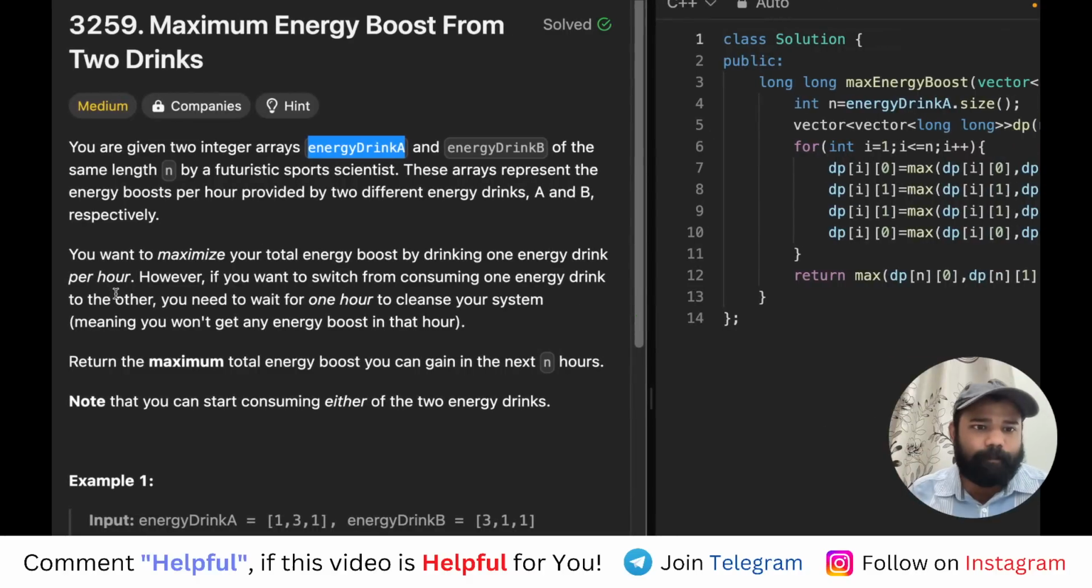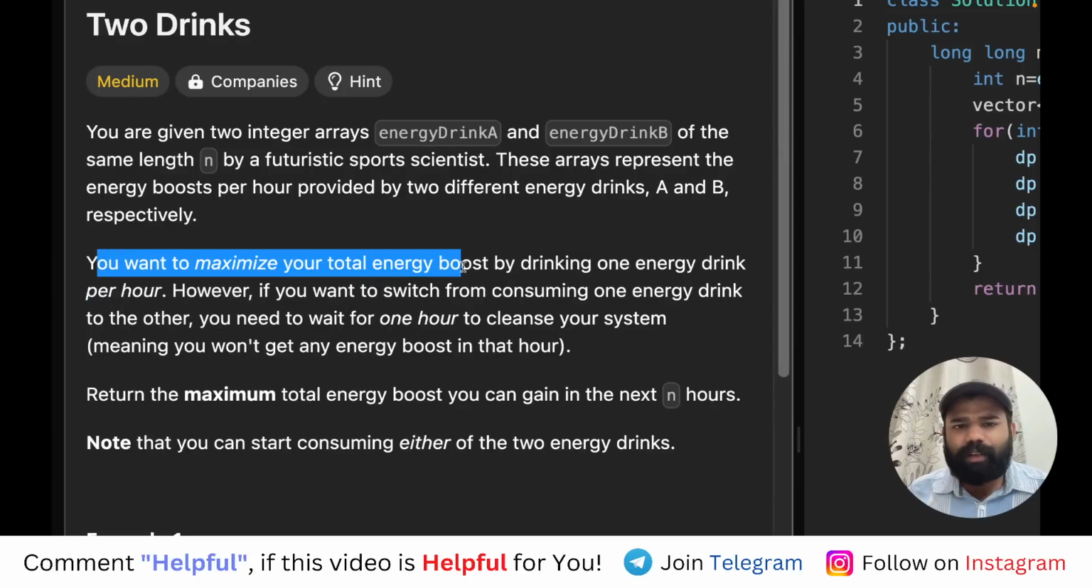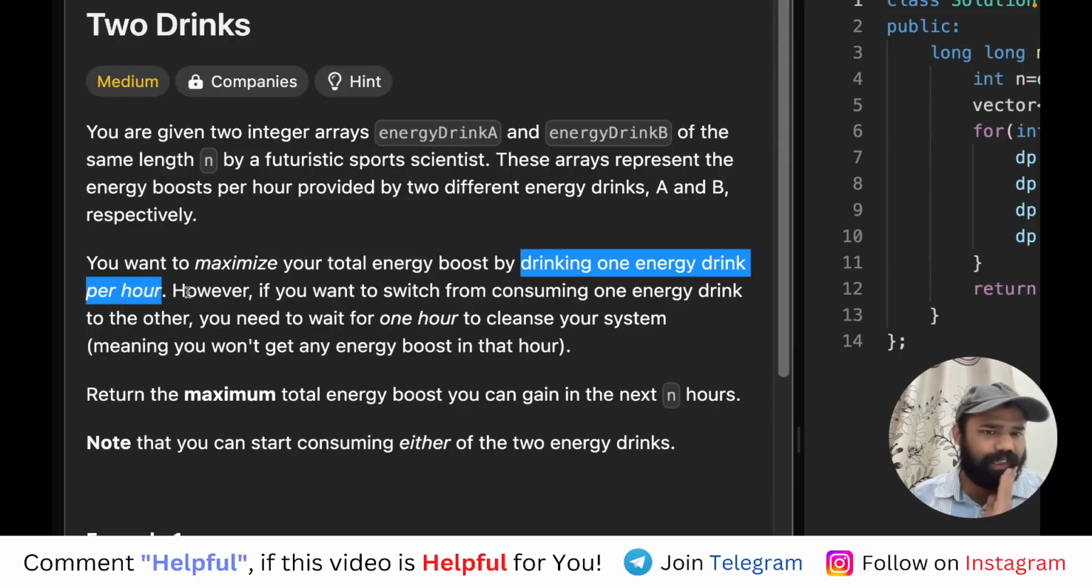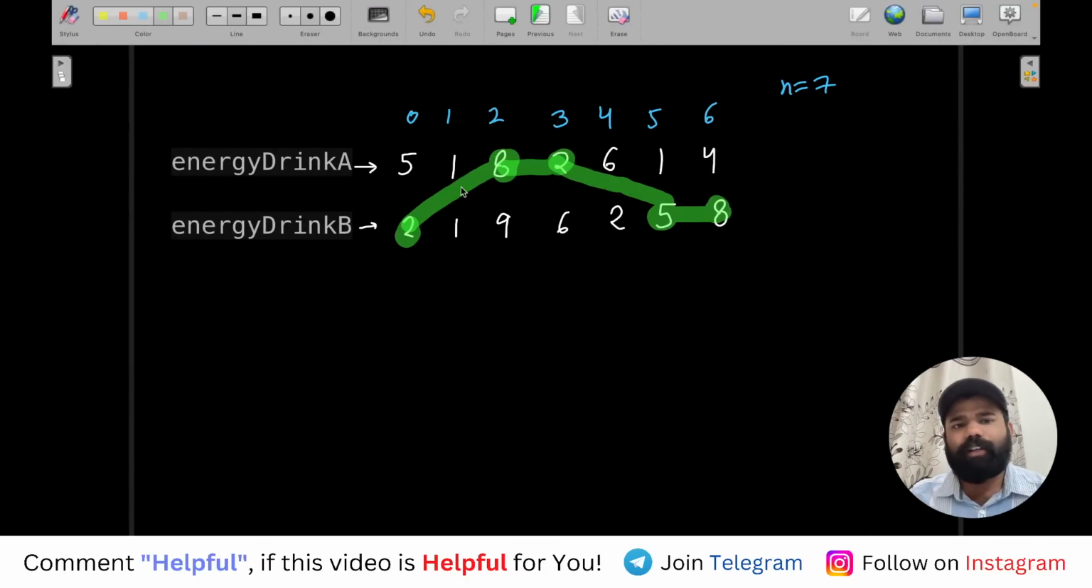You can see here what you can do. You have to maximize the total energy by drinking one energy drink per hour. So you can drink only one at a time, but you can switch between both energy drinks. But when you switch, you need to wait for 1 hour. So you have to wait for 1 hour, meaning you have to skip one particular section when you are switching.